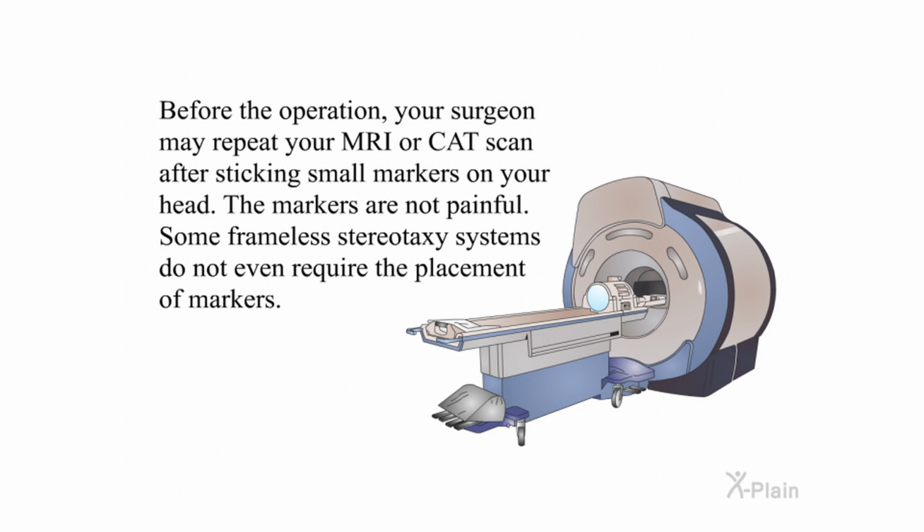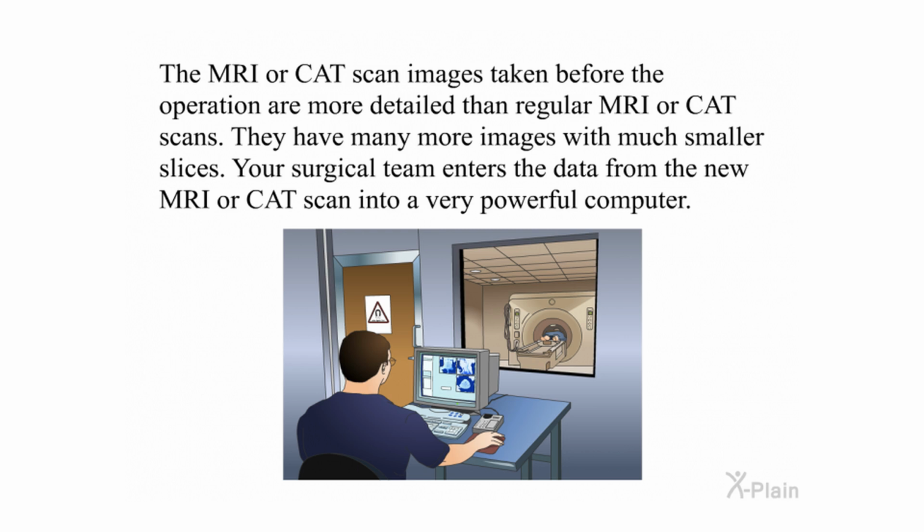Before the operation, your surgeon may repeat your MRI or CAT scan after sticking small markers on your head. The markers are not painful. Some frameless stereotaxy systems do not even require the placement of markers. The MRI or CAT scan images taken before the operation are more detailed than regular MRI or CAT scans. They have many more images with much smaller slices. Your surgical team enters the data from the new MRI or CAT scan into a very powerful computer.